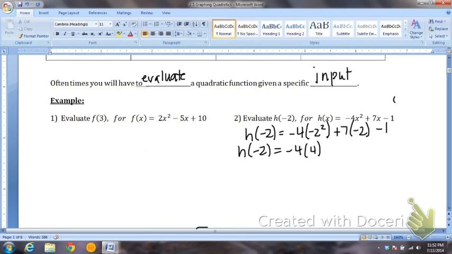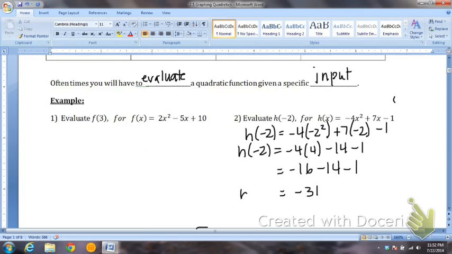And again, you can do some of these steps at the same time. I'm just writing it out so we don't lose anyone. 7 times negative 2 is negative 14 minus 1. Negative 4 times 4 is negative 16. And then if I were to combine all those together, I'm really adding because they're all the same sign. That would give me a negative 31.